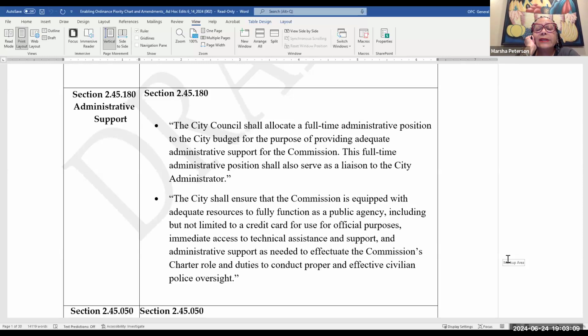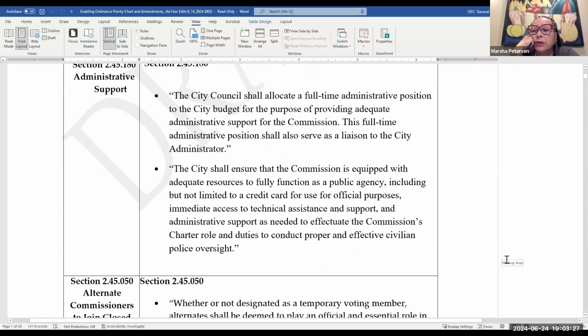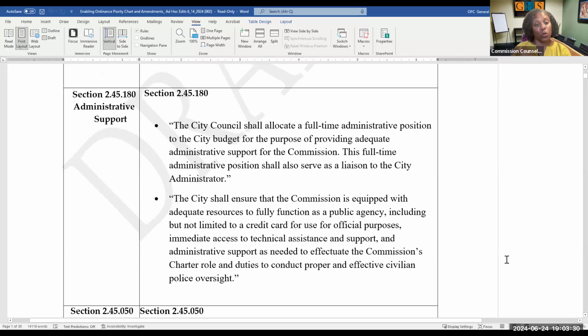This is the language we'd like to send forward so that we can find ourselves with a more robust administrative support team. Are there any comments on this? I think this was language that I created just based on one of the commission initiated proposals, but there wasn't proposed language already in the document. So I'd be interested to hear from the committee and from you, Chair, what you think of this specific language.